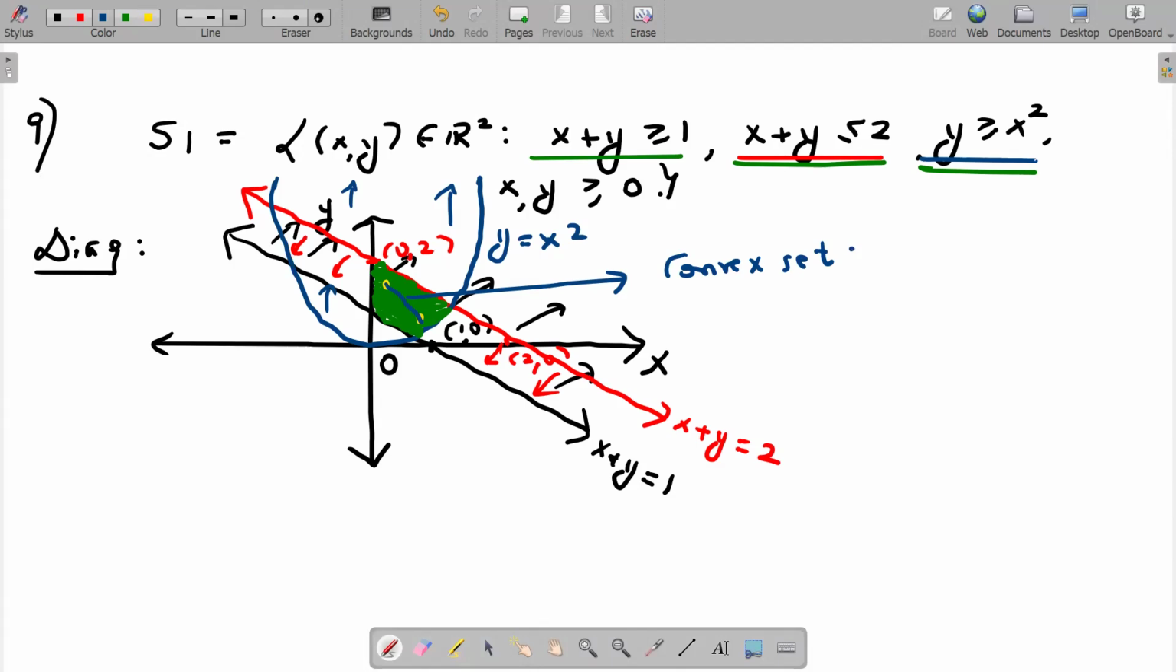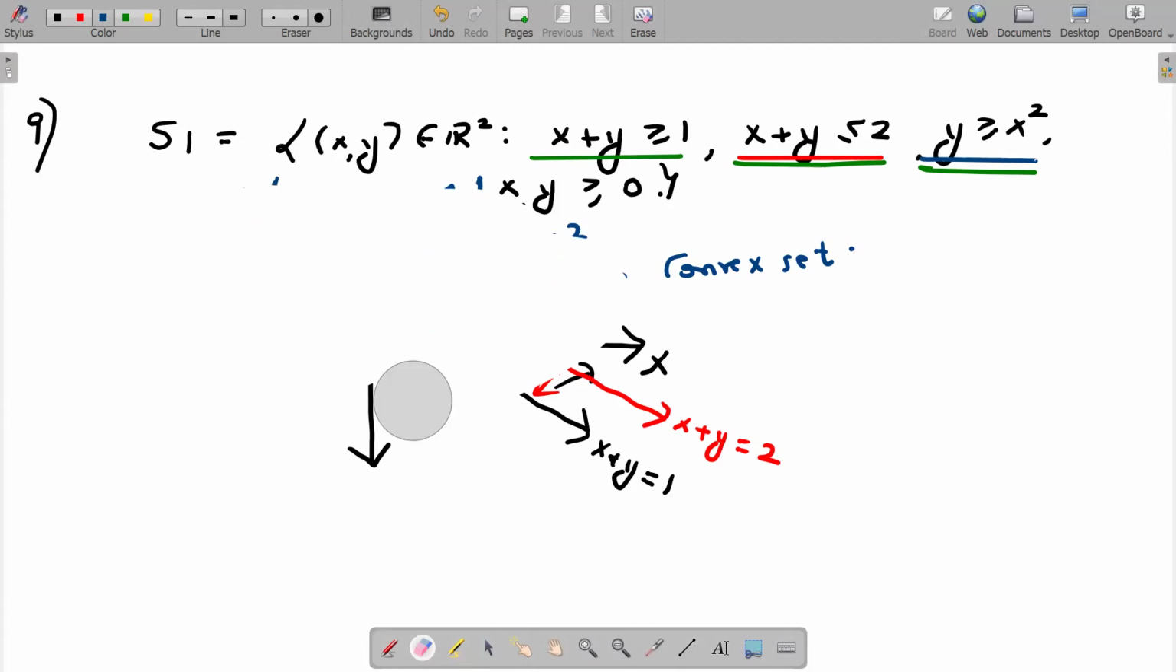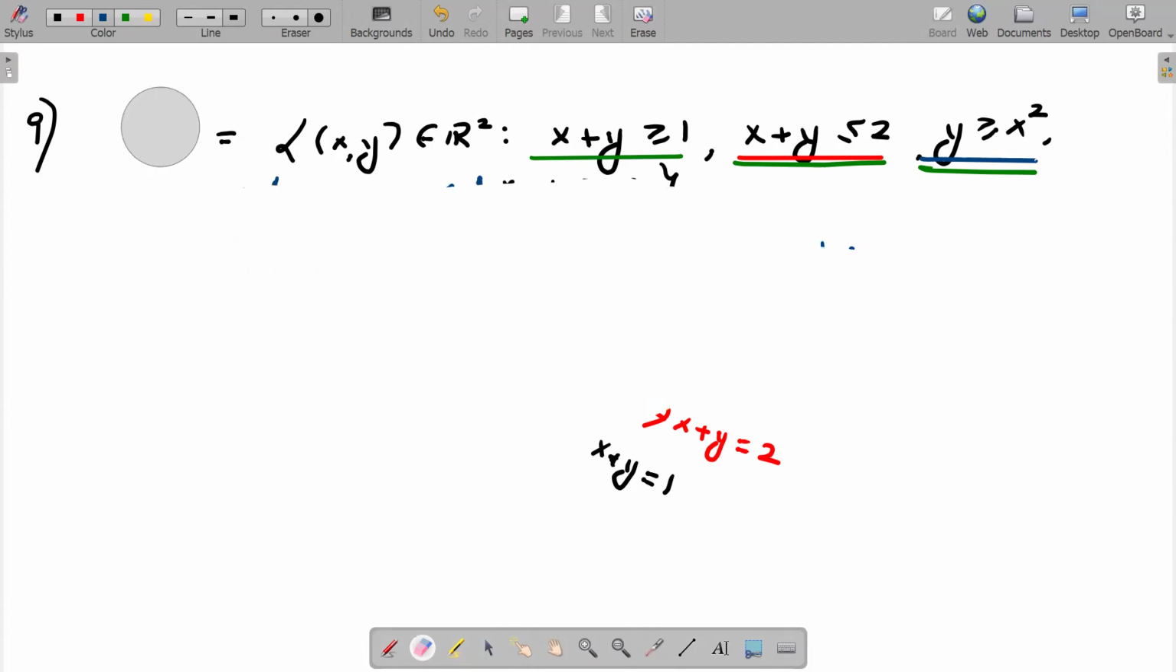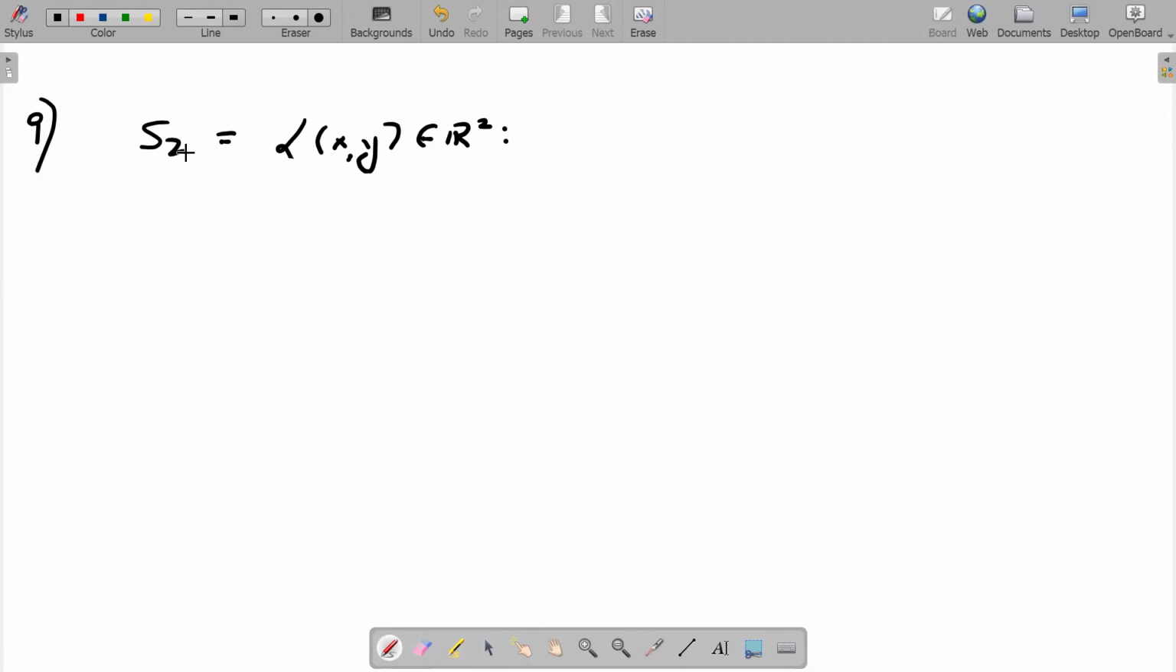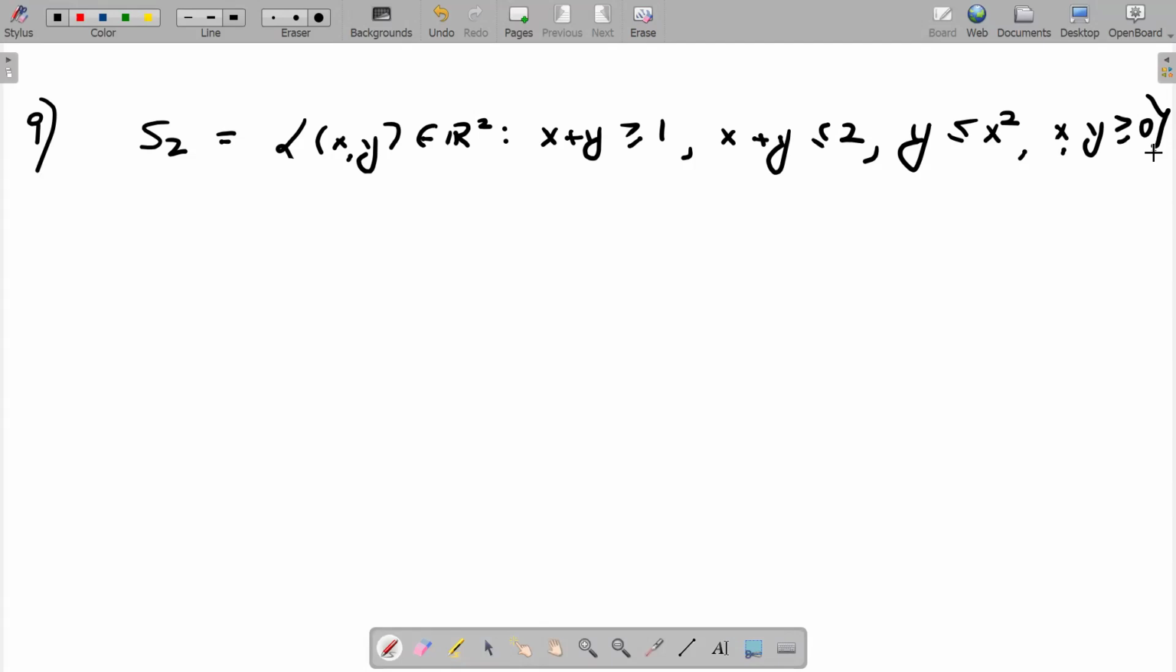Now let's talk about S2. If I erase this off, what is S2? S2 means everything is the same, but there's a slight change now. This change, I am representing it. So S2 is the set of xy belonging to R2 such that x plus y greater than equal to 1, x plus y less than equal to 2, but now comes the change. Instead of y greater than equal to x square, it's less than or equal to x square. And x and y are greater than equal to 0.